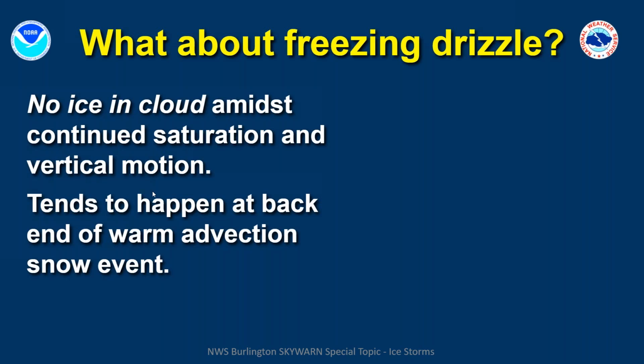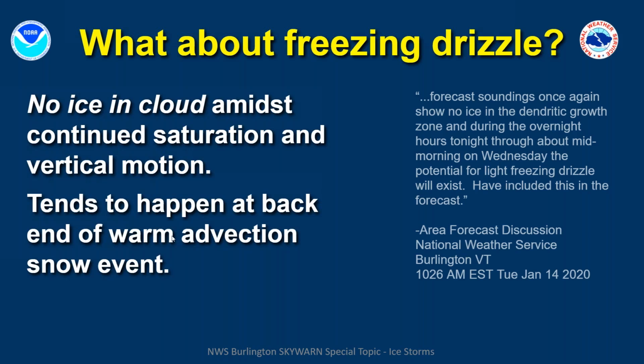And so this tends to happen actually at the end of a snow event in which there's warm air moving in near the surface. As an example of this happening last winter, this is something we, as forecasters, will indicate in our area forecast discussions. So in this case, an excerpt from one of our forecasters identifying the fact that the forecast sounding that we look at showed no ice, and therefore we added a chance of light freezing drizzle. So that was added to the forecast, even though we did not forecast any measurable precipitation.